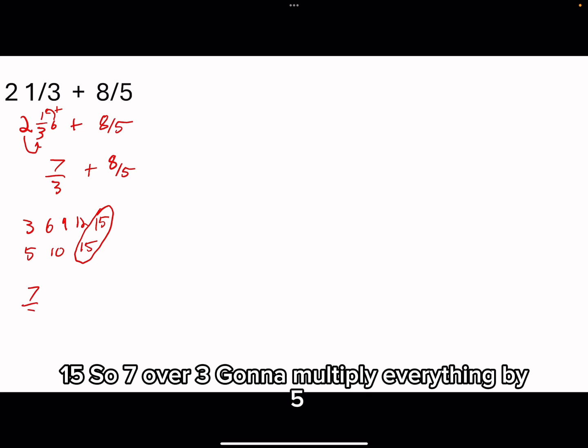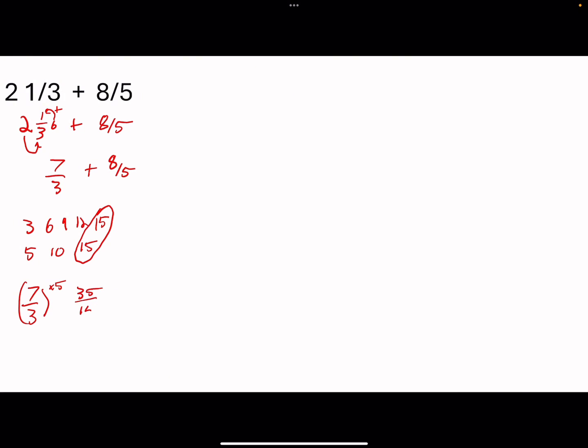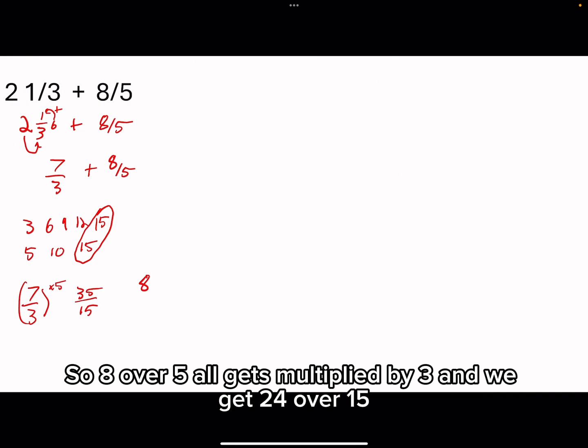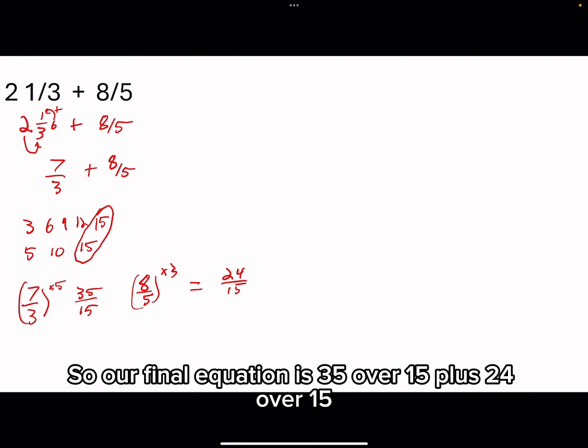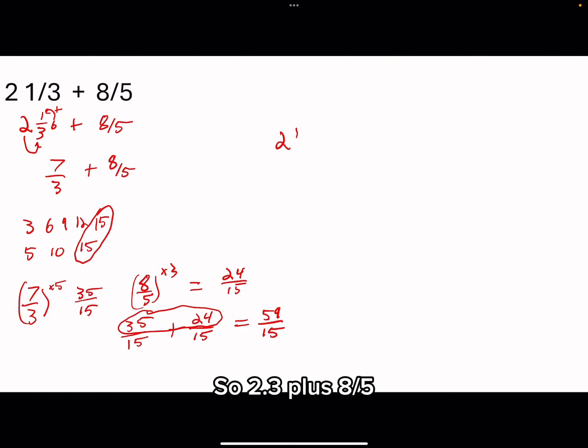So 7 over 3, we're going to multiply everything by 5. We're going to get 35 over 15. 8 over 5, we multiply 5 by 3 to get 15. So 8 over 5 all gets multiplied by 3. And we get 24 over 15. So our final equation is 35 over 15 plus 24 over 15. Just going to add the numerators, and we're going to be left with 59 over 15. So 2 1/3 plus 8 over 5 equals 59 over 15.